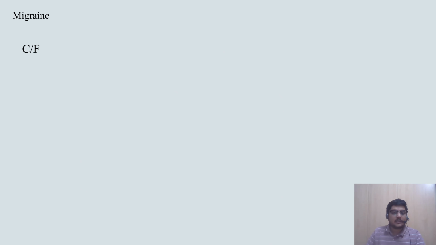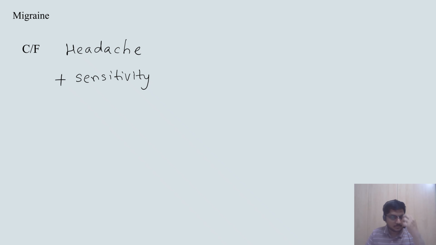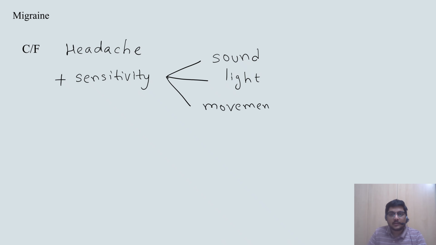Coming to the clinical features of migraine, we all know headache is present, but along with headache, there are some specific features in migraine. We call them pre-aural symptoms, that is, migraine with aura. What is the aura? Migraine patients have more sensitivity to sound. They can't tolerate sound, they can't tolerate light, and they can't tolerate even movement. They can't even travel in a basic vehicle like a car or jeep. If they travel for a while, they are highly sensitive and will get an attack of migraine.